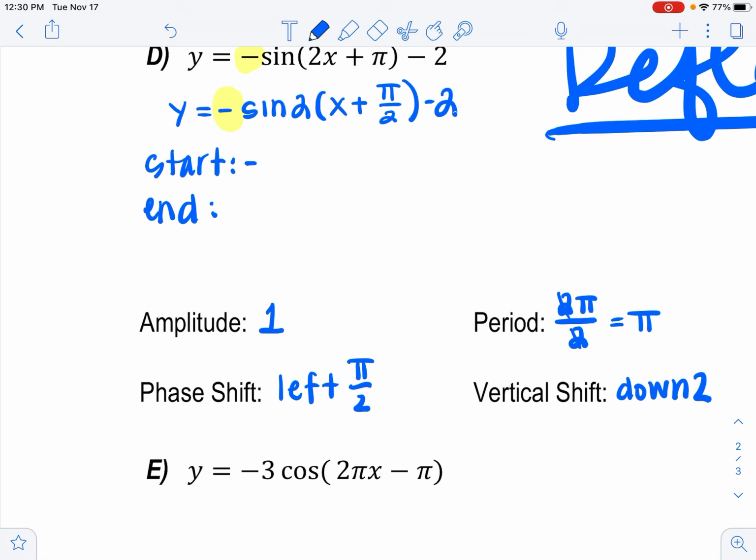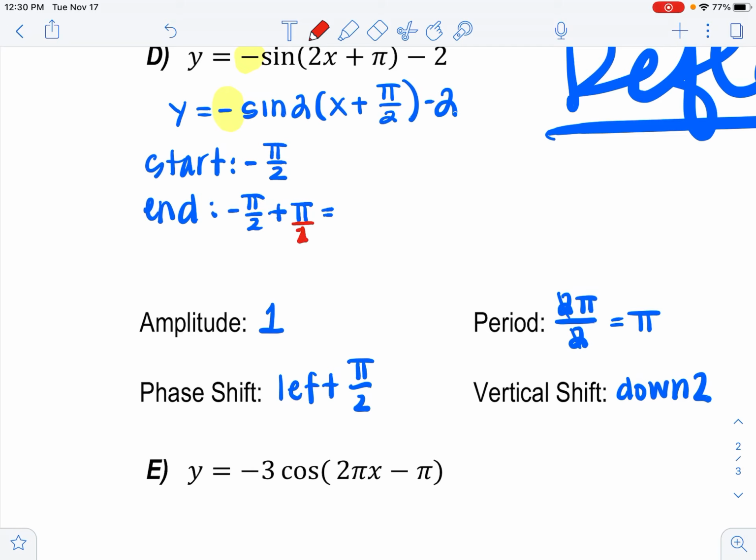All right, so this is moved left pi over 2. There's a phase shift, so left is negative pi over 2. The end, I'm going to put my start plus the period, which is pi. So that's negative 1/2 of pi plus pi, which is pi over 2. If you got that, great. If you're like, what, how?